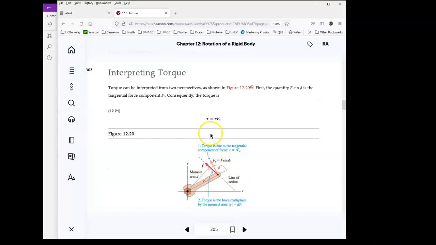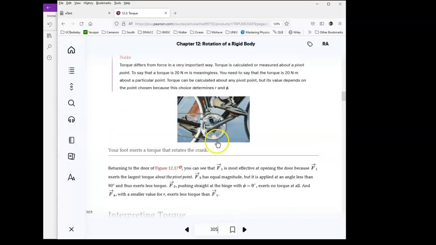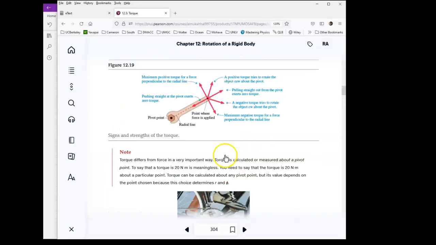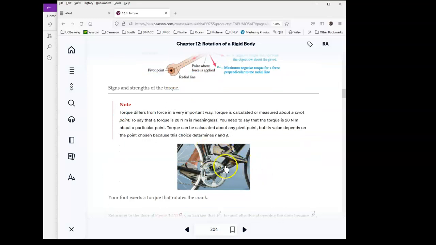There it is right here. So, interpreting torque. Let's go over those nice pictures. You have a cyclist pedaling his bicycle, so he or she is applying a force.